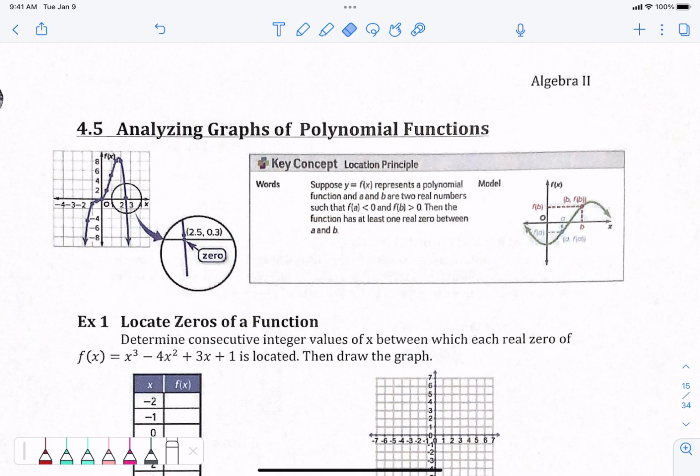This is 4-5. Just a quick run through of what's going to happen these next couple days. We are not doing a mid-chapter quiz for this chapter. Today we'll do 4-5. Tomorrow we'll do 4-6. Wednesday 4-7. Thursday 4-8. And then Friday and Monday we'll review.